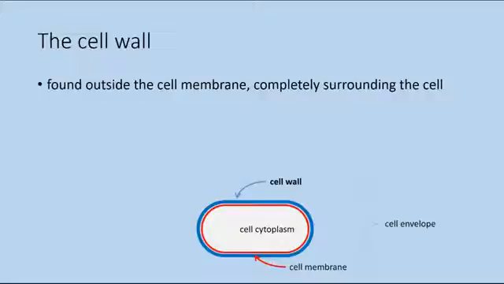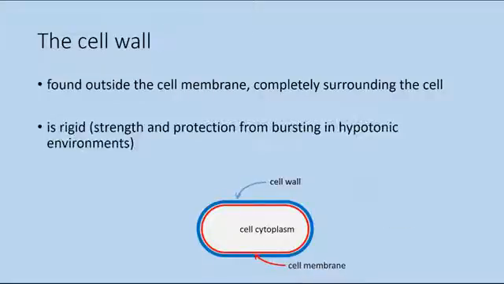A cell wall has two major roles. The first one is for the fact that the cell wall is a very rigid structure. It's going to add strength to the cell and it's going to protect it from bursting in a hypotonic environment. A good example of a hypotonic environment is pure water. A cell that doesn't have a cell wall will burst open or lyse. The process is called lysis, when too much water or solvent enters the cell.